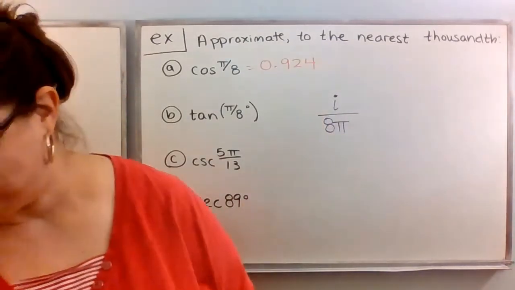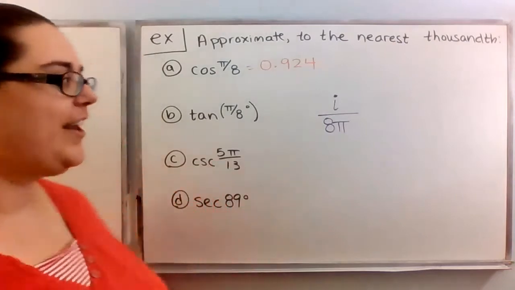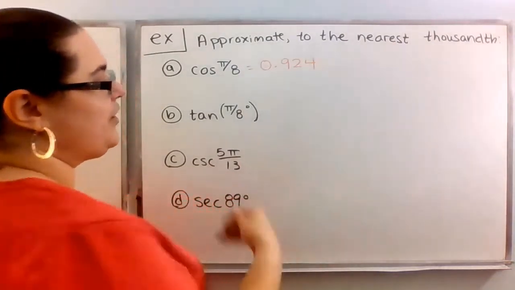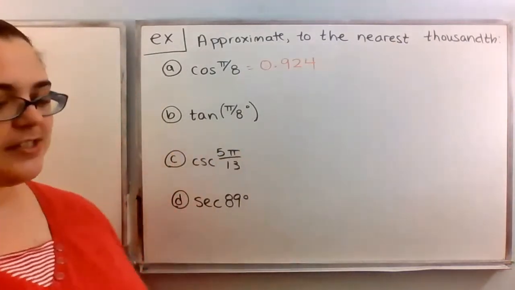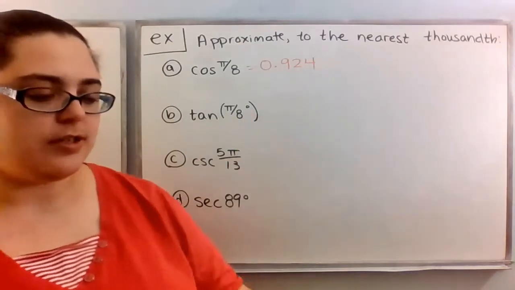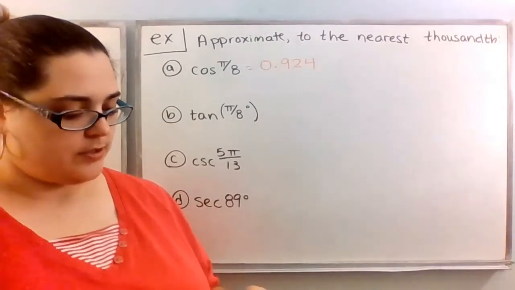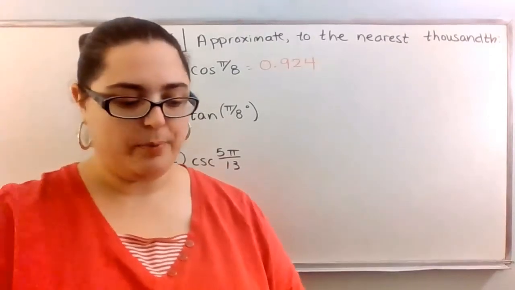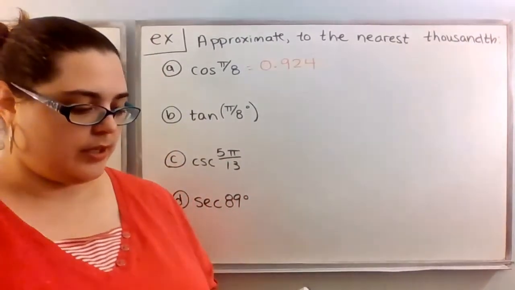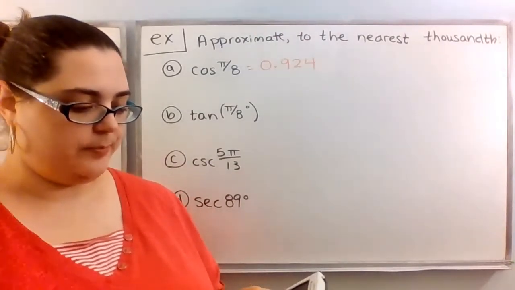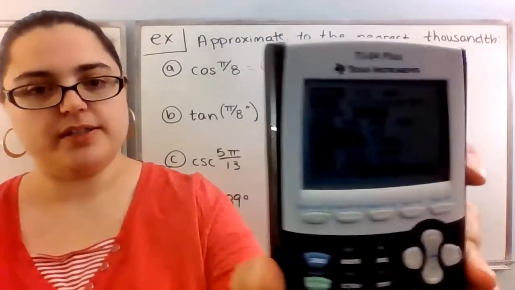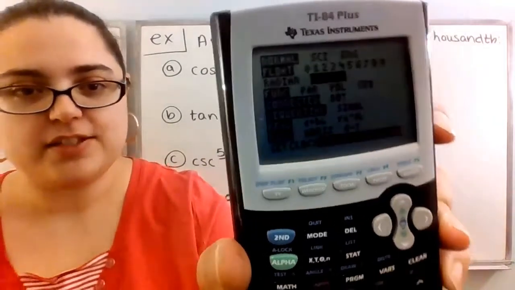All right, so let's go ahead and do this next one together. This one is in degrees, so I'm going to change my mode to be in degrees, just hitting the mode button here and switching to degree. Now you can hopefully see that the degree is highlighted.